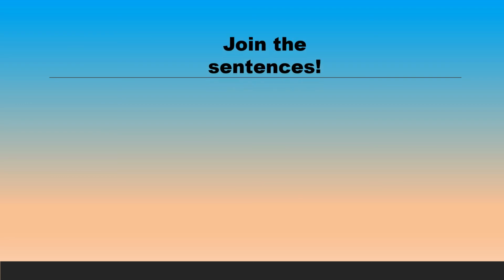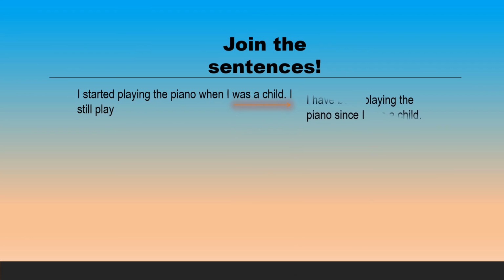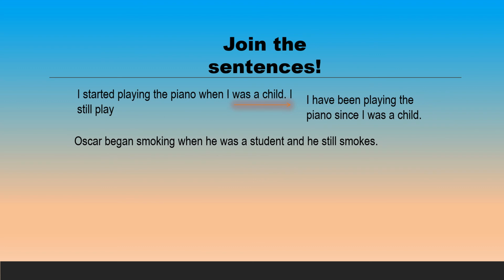Okay, so next let's try to join these sentences together. I started playing piano when I was a child. I still play. I have been playing the piano since I was a child. So this is a little bit different of a formation here, as you can see. We mean something a bit different. So let's see if you can copy this form. Have been, plus the verb, plus ing.